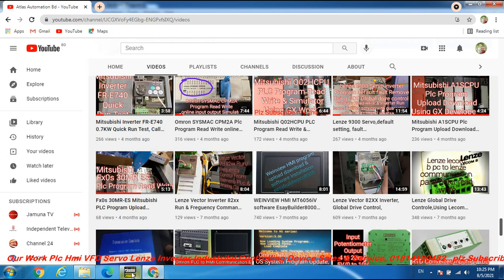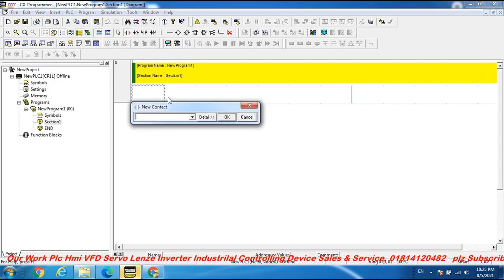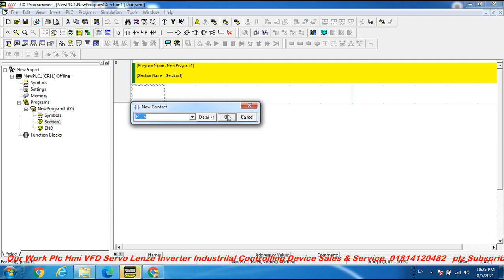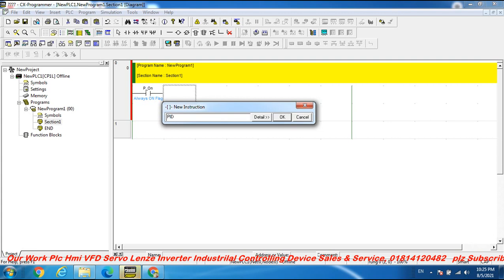Okay friend, go to the PLC programming. Firstly, open contact address, always on switch, and instruction PID AT. D0. Firstly, D0 is the input PV. Input PV means input present value. And D15. D15 means set value. PID set value D15 and D5. D5 is the MV out.